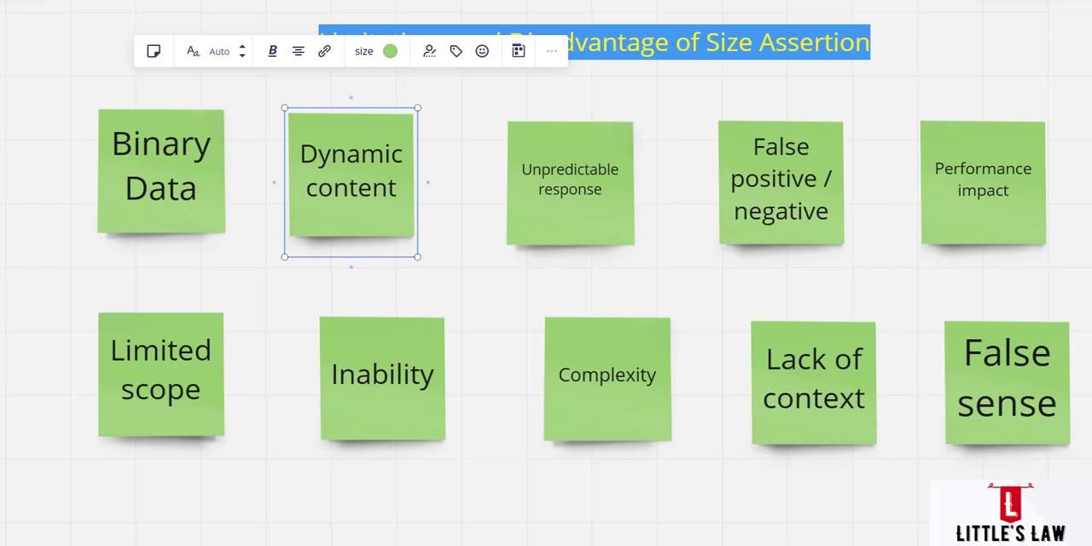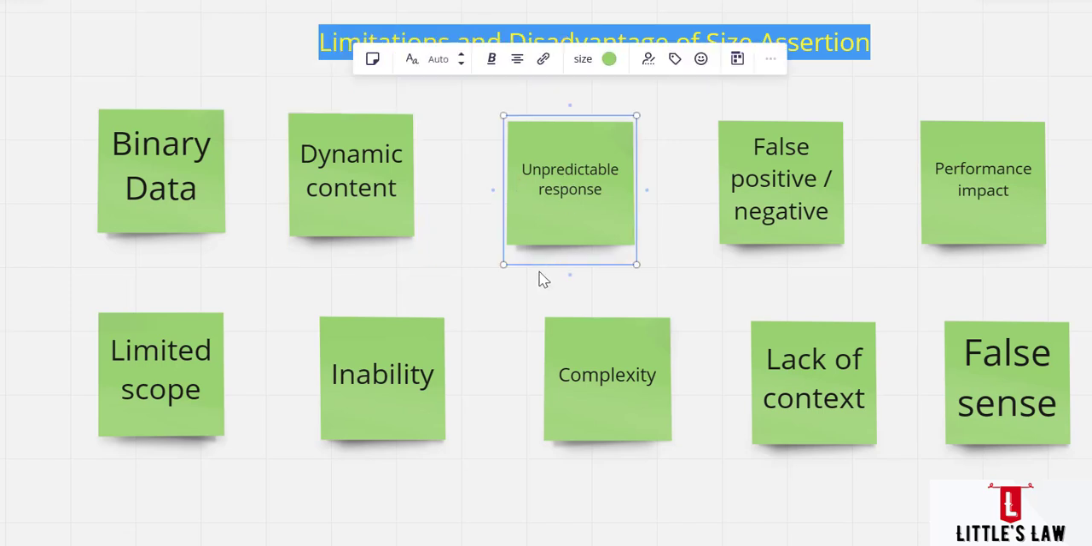And then thirdly, when it comes to unpredictable response sizes, some web applications may generate responses with unpredictable sizes such as streaming video or real-time data feeds, which can make it difficult to use a size assertion to validate the response. In these cases, other testing techniques such as functional testing or performance testing may be more appropriate.